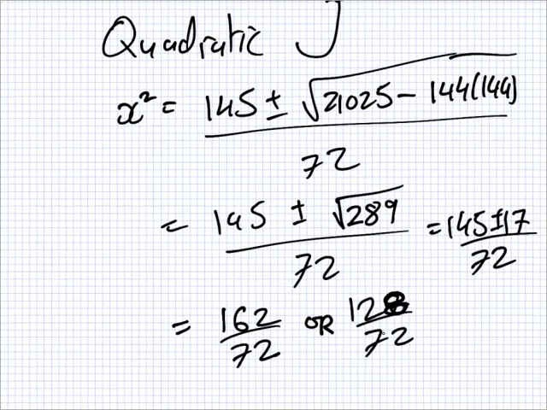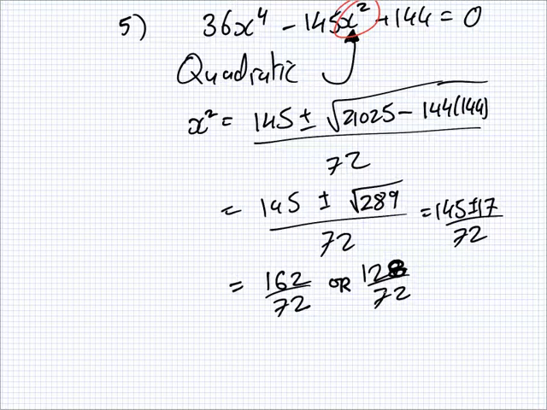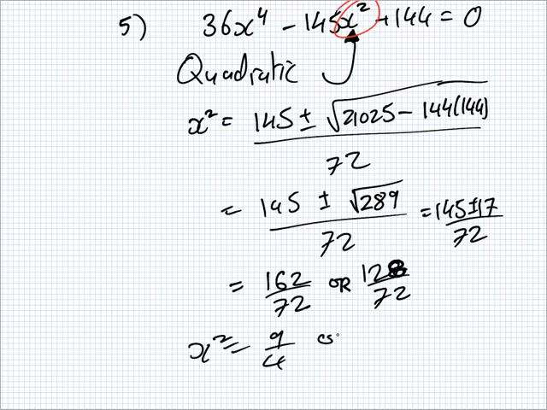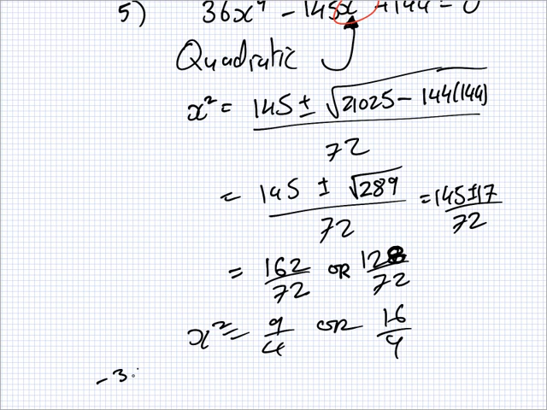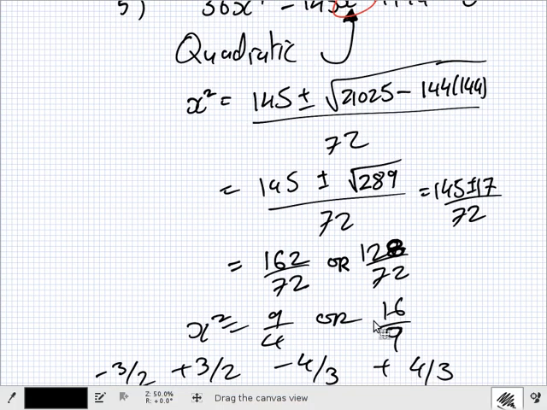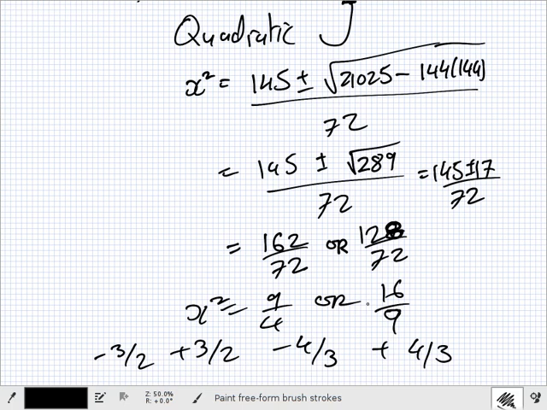Right, so these can be simplified: 9 over 4 and 16 over 9. So we have 4 answers here when we take the square root: minus 3 over 2, plus 3 over 2, minus 4 over 3, and plus 4 over 3. They're the 4 answers. Okay, you can write that down.